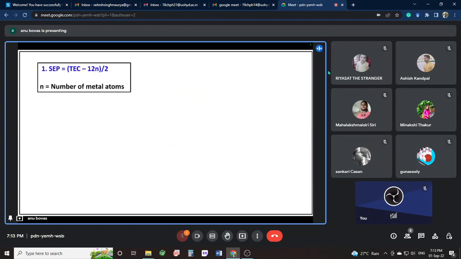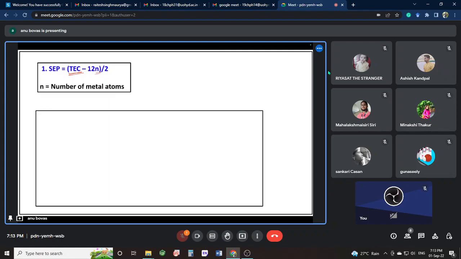Now, if we are extending this particular concept to metal clusters, how can we find out the skeletal electron pairs there? In case of metal clusters, similarly, we will find the total electron count minus 12 into n, where n is the number of metal atoms, divided by 2. This formula is important. Using this formula, we can find out the number of skeletal electron pairs of any metal cluster.